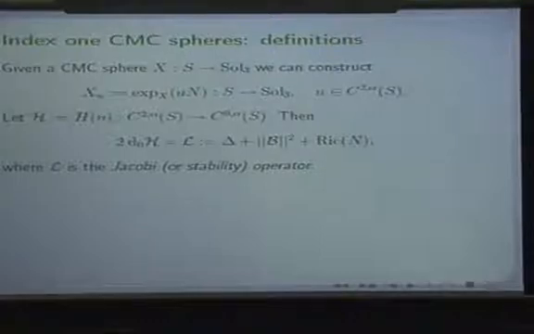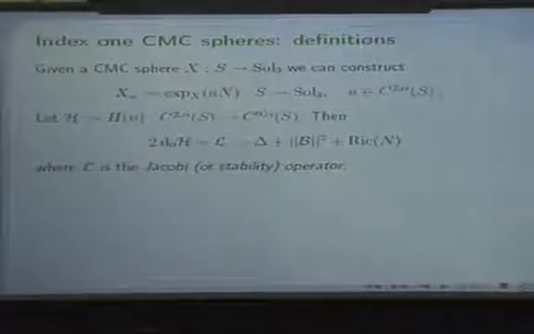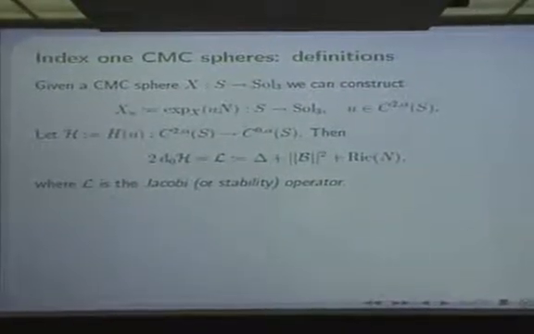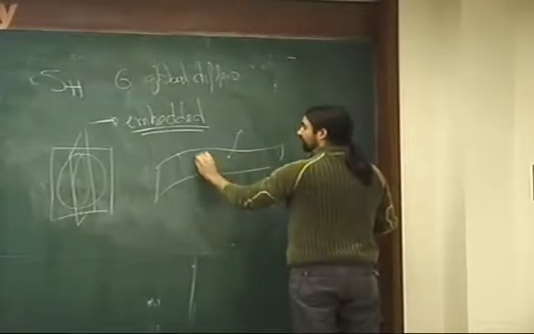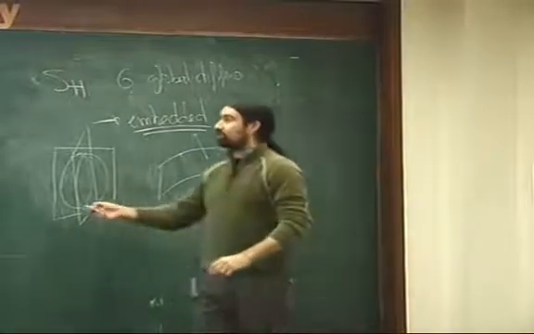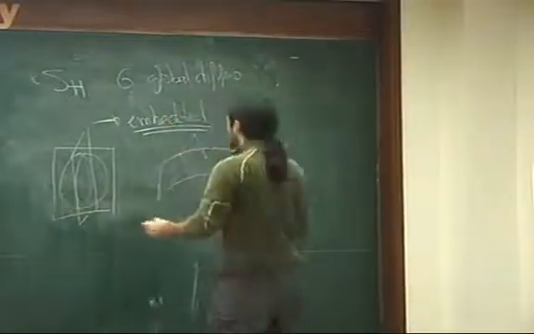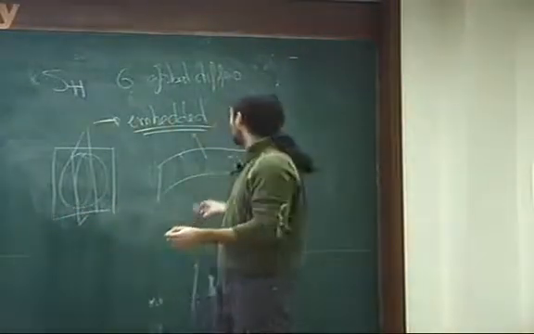Assume that you are given a constant mean curvature sphere in Sol 3. Then you can construct a normal variation of the surface. Okay, so you take the surface, it's like what you usually do in R3. You take the unit normal at each point, and you go with respect to a certain function, you make a normal variation of the surface. Here in R3 you go through lines, here you go through exponentials, so through geodesics.